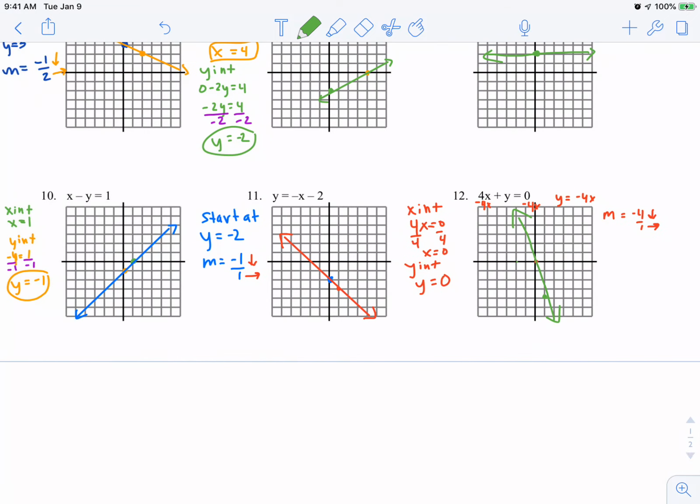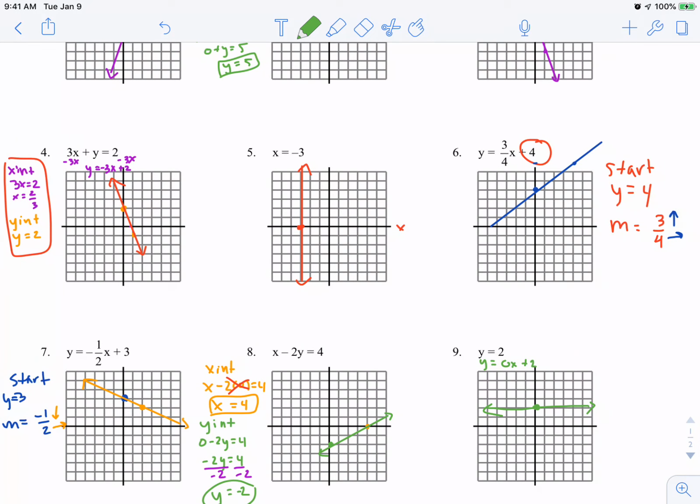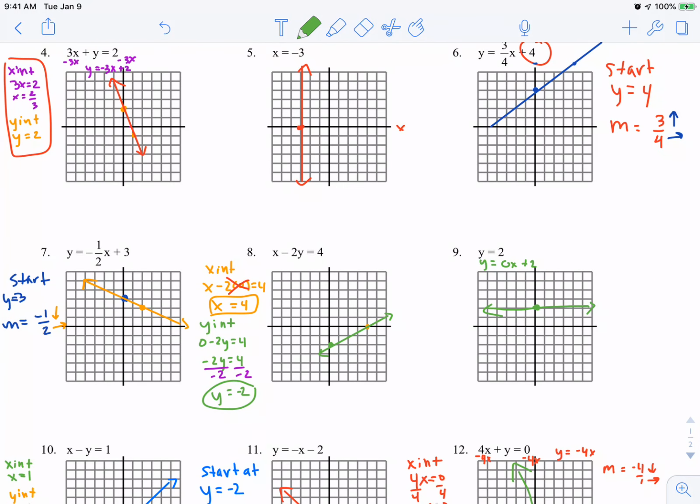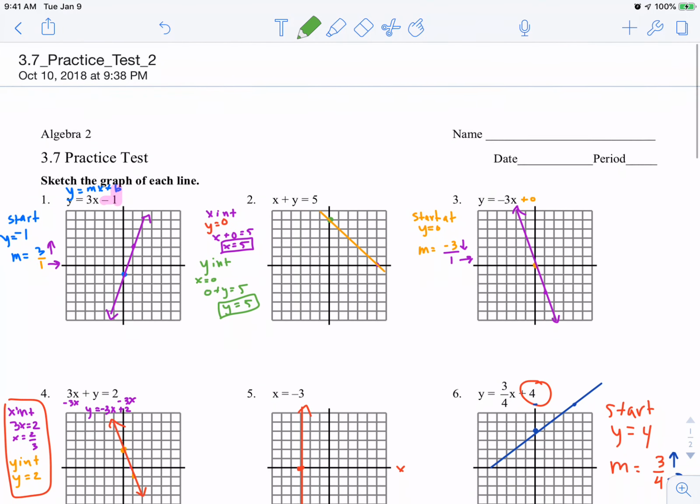So again, slope-intercept always works, but sometimes the x and y intercept will work pretty quick too. So it's really your choice on what you want to do.